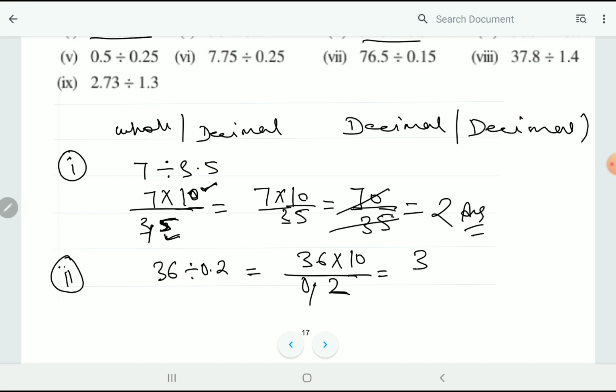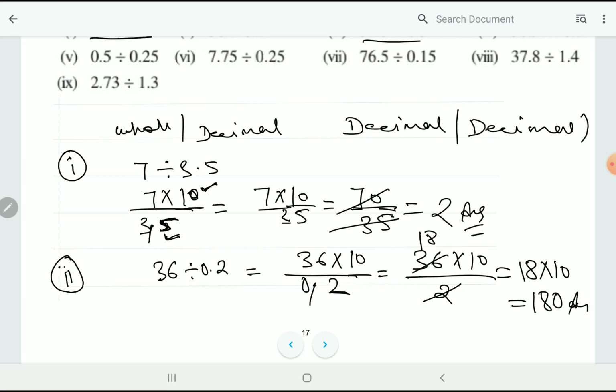So now the question is 36 multiplied by 10 over 2. 36 and 2 are both divisible by 10, so you can divide any one. I am doing 36: 2 18s are 36, 18 2s are 36. So now the question is 18 multiplied by 10. 180 is the answer.